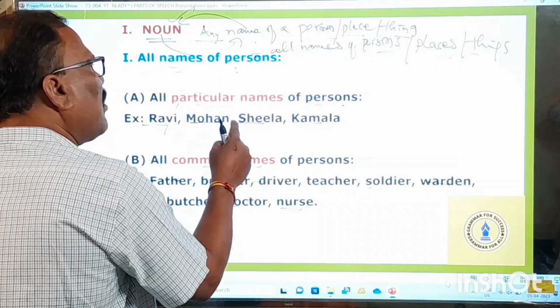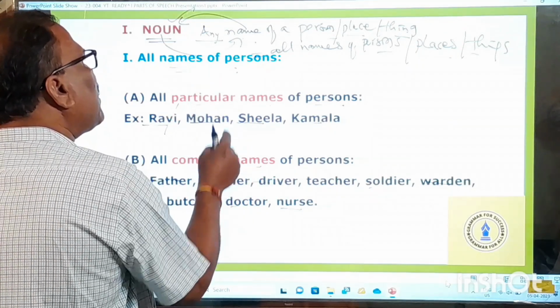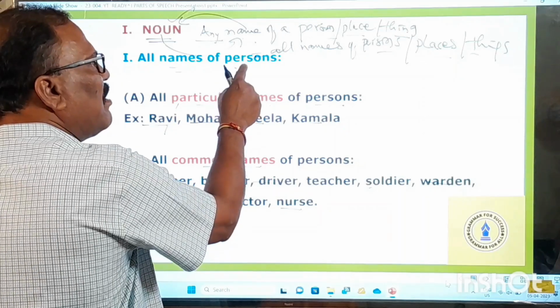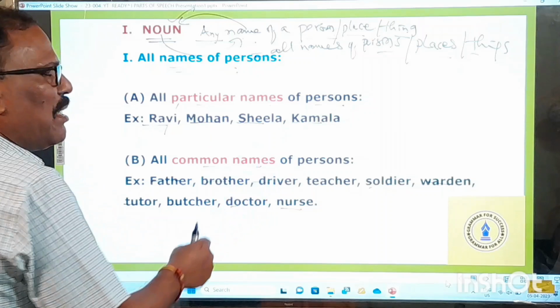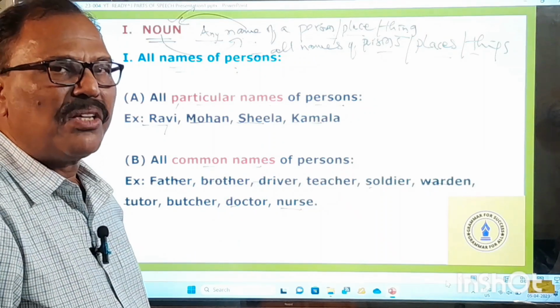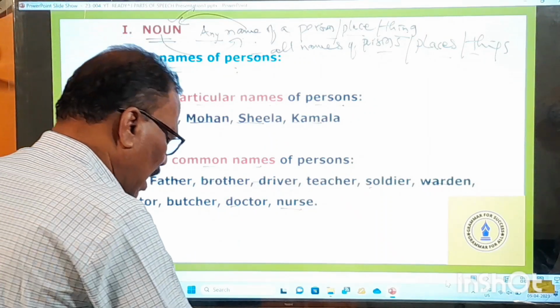These are all particular names. So there are two varieties of names of persons: particular names of persons and common names of persons. These two things you have to understand. It's a small idea I'm giving you here.